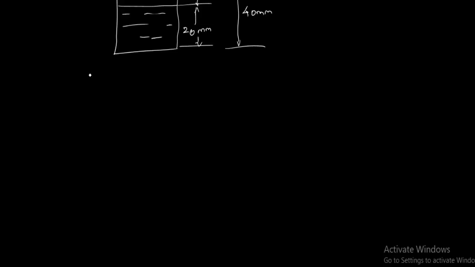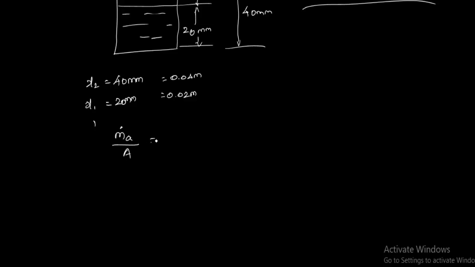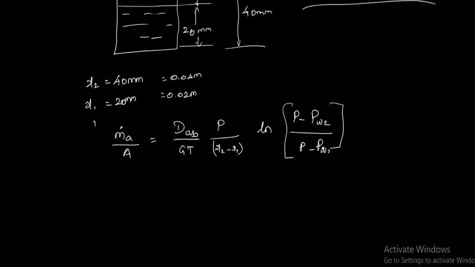So here I am writing the given data. x2 is equal to 40 mm, x1 equal to 20 mm, which is equal to 0.04 meter. Here it is 0.02 meter, and the diffusion coefficient as already written here. Now from the data book, MA divided by A is equal to DAB divided by GT into P divided by x2 minus x1 into ln of P minus PW2 divided by P minus PW1. I am going to use this formula only.